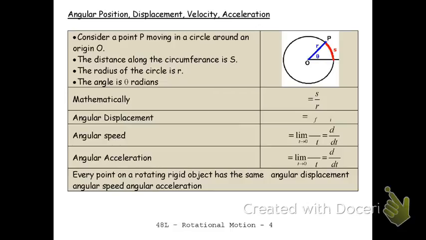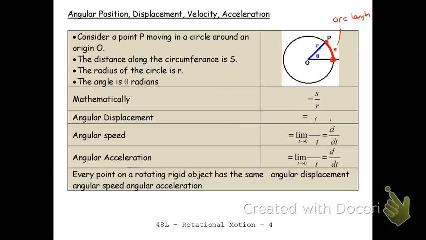Consider point P moving in a circle. So we have this point P, and it's moving around the circumference of a circle. When we look at it, point P's over here. How far has it moved? It's moved so many meters around the arc, and we call this the arc length.